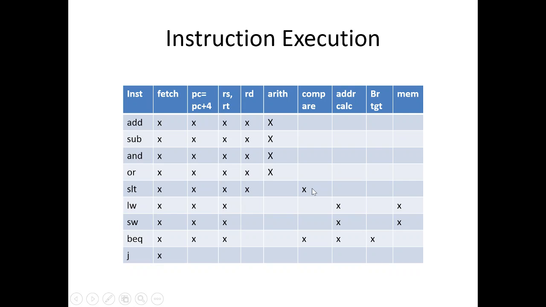Set less than is going to require a compare, so it's kind of separate arithmetic, and we'll cover that in Appendix B. Load word and store word are going to do address calculations, because there's some sort of address offset they have to calculate, and they're going to work with memory to do that. Branch equal is a little different than load word and store word. It will use a compare. It will do address calculation, but then we'll branch to a target versus memory, as load word and store word do. And then jump, I already said, is pretty exclusive on its own.